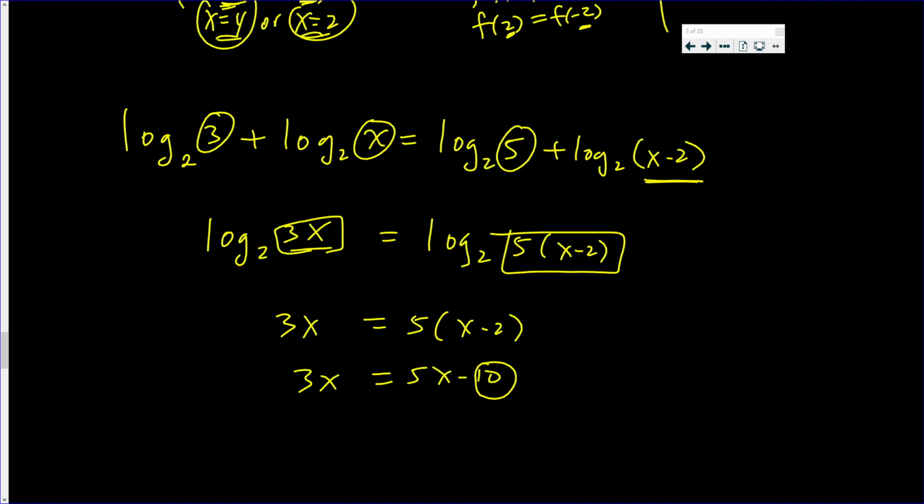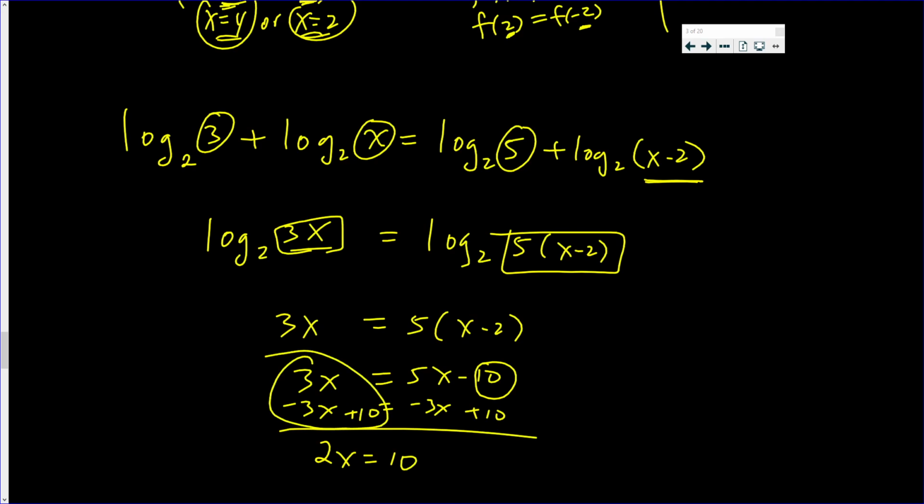If you don't believe that 2x is 10, watch this. I'll bring the 3x's to the right side. I'll bring the plus 10 to the left side. The left side is 10, and the right side is 2x. That is, 2x equals 10. So x is 5. That is a possible answer.